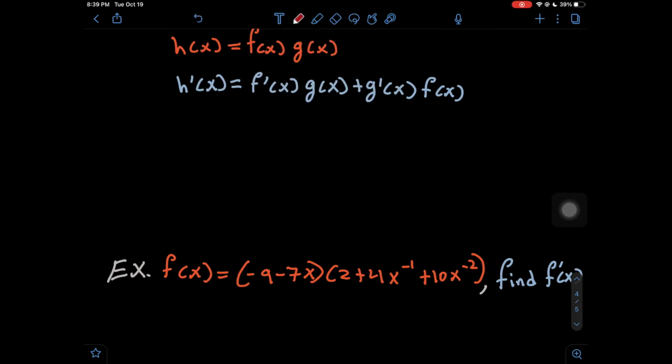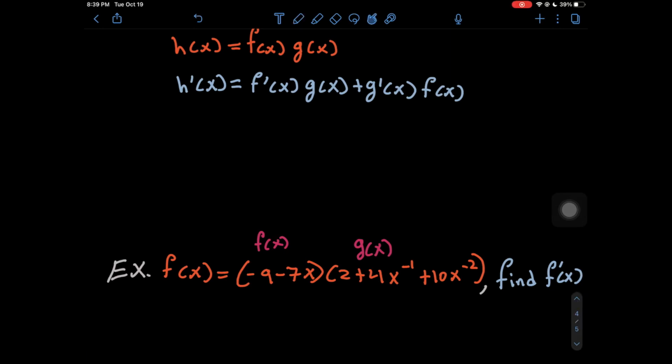F of x is the first part of our equation, which is negative 9 minus 7x, and g of x is the second, or the right side of our equation, which is 2 plus 4x to the power of negative 1 plus 10x to the power of negative 2. After labeling it, let's go ahead and work out the problem.